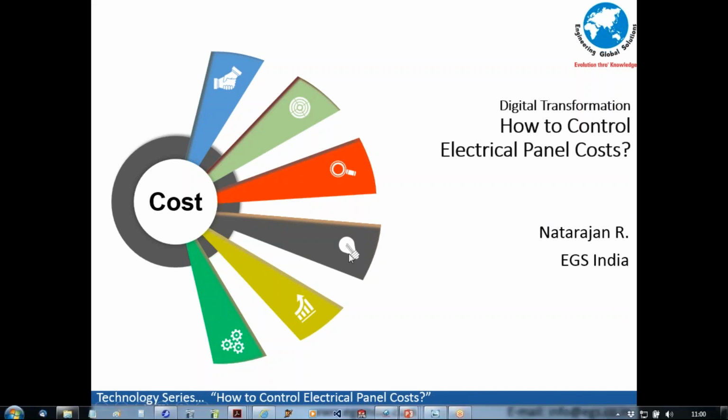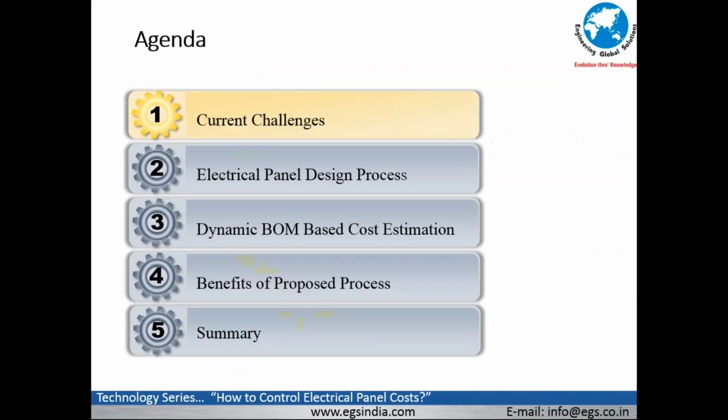It's important for us to understand that in electrical panel costs, the order conversion ratio is dependent on the price that we provide to the customer. And there are a lot of tangible and intangible costs which build up the pricing. Before we go through that, let's look at the agenda.